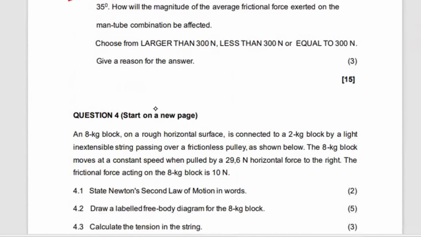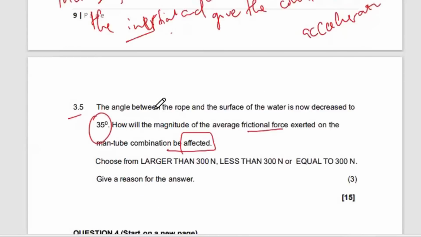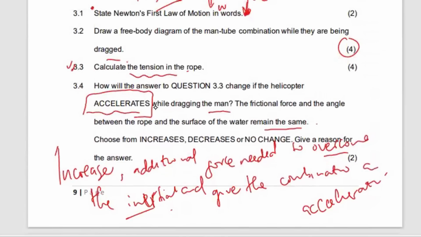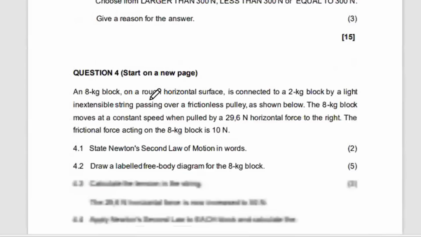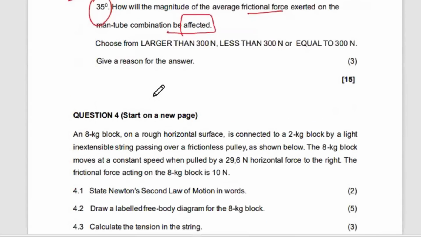Then 3.5, the angle between the rope and the surface is now decreased to 35. How will the magnitude of the frictional force be affected? Now, remember, frictional force is not dependent on this angle. It's basically the tension force that is dependent on that angle or the acceleration thereof. So is it going to be larger, less than, or equal to? I'm going for equal to 300 N. So it's not going to change.